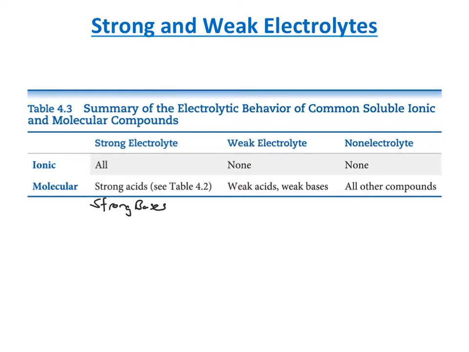All other compounds are going to be non-electrolytes. So anything besides an ionic compound, a strong acid or strong base, a weak acid or a weak base, everything else falls into this category, which is a non-electrolyte. That completes how to identify electrolytes.